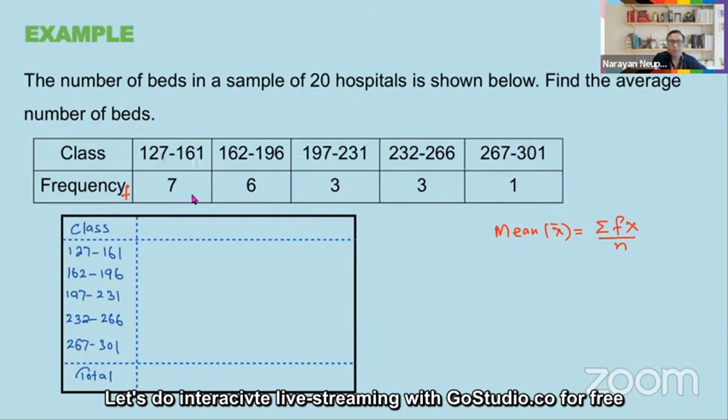So what you have to do is, your x is the mid value of the class. X is the mid value of the class. And you know how to find the midpoint from chapter 2. There was an example where you have to find the midpoint. In order to find the midpoint, we add these two numbers and divide the sum by 2. For example, if I add 127 and 161, it's going to be 288. And when you divide 288 by 2, it will be 144. Yes or no? 144.